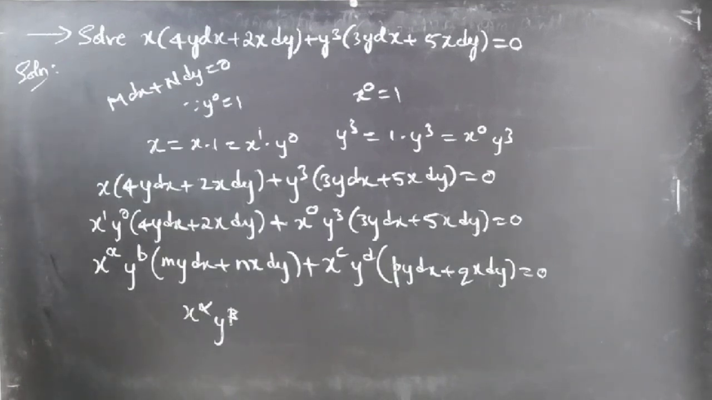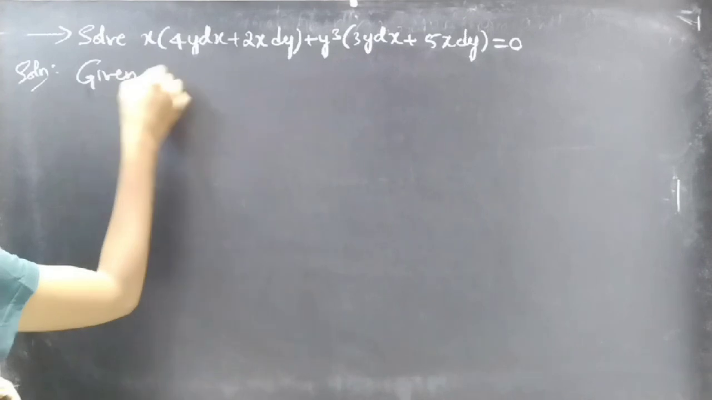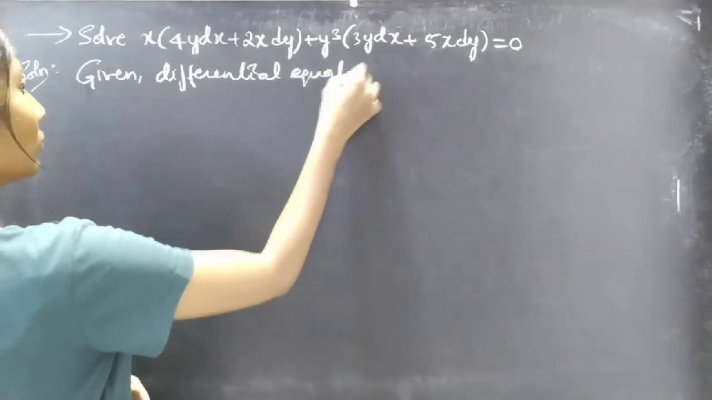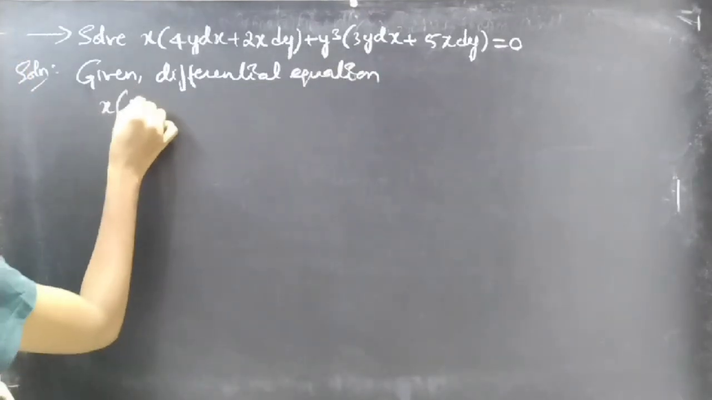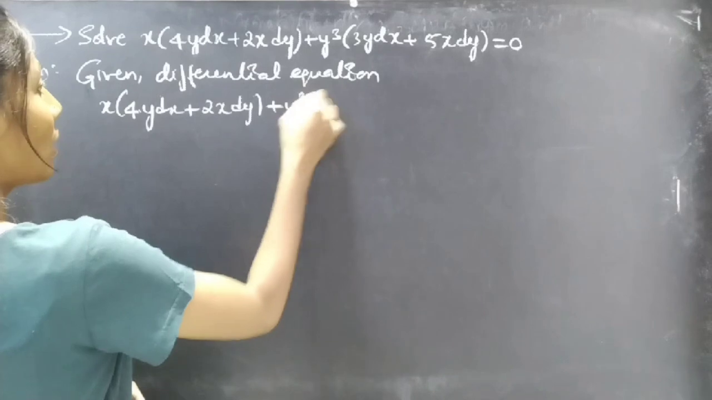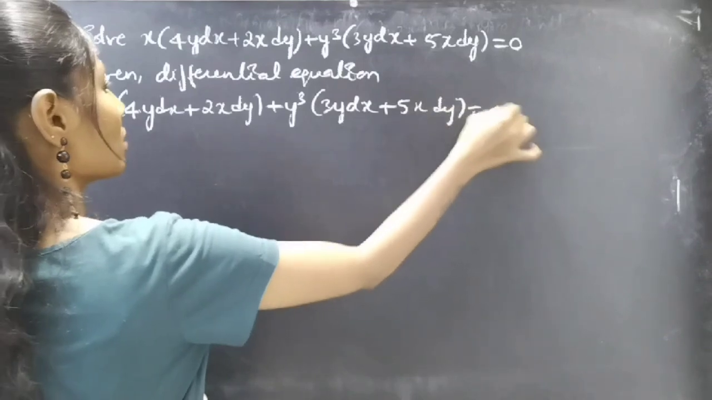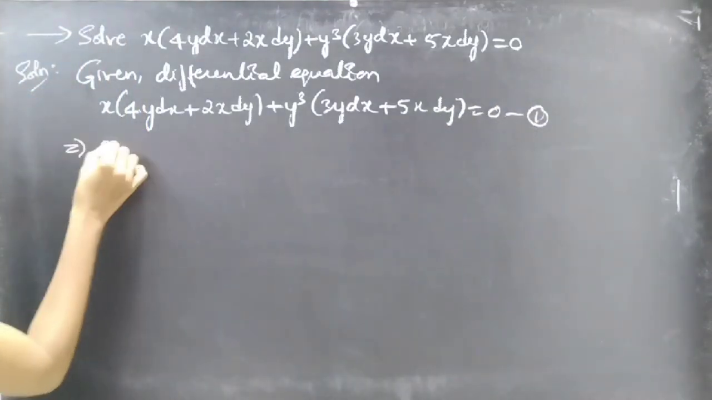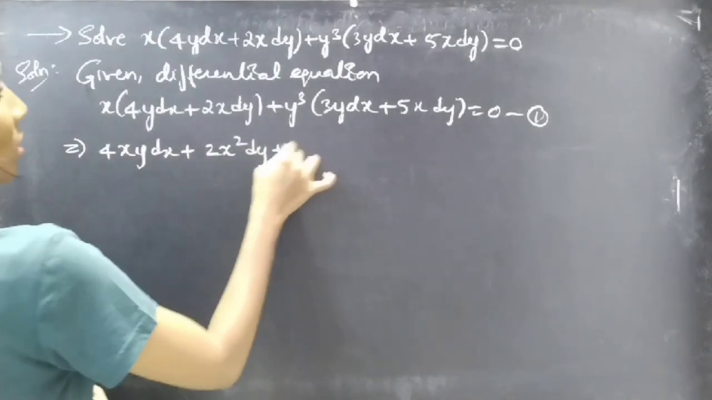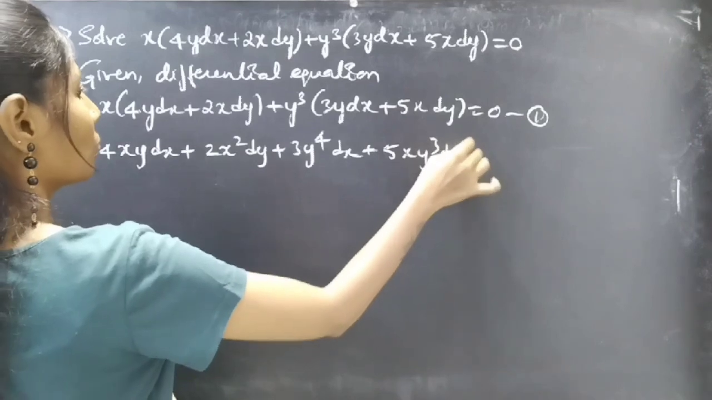Okay. Now coming to the problem. Given differential equation x times (4y dx plus 2x dy) plus y cube into (3y dx plus 5x dy) equal to 0, considered as equation number 1. Also, we can write this equation as 4xy dx plus 2x squared dy plus 3y power 4 dx plus 5xy cube dy equal to 0.